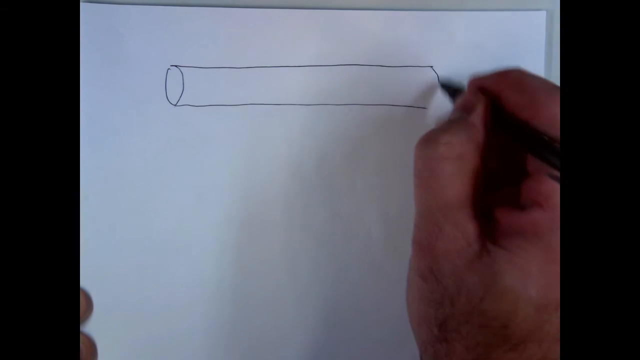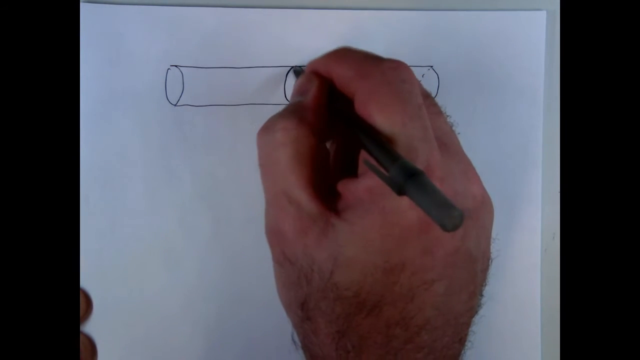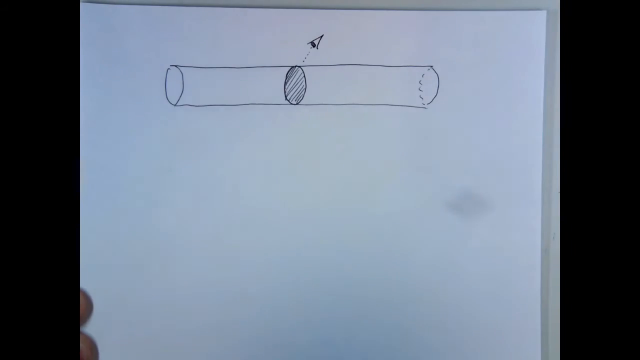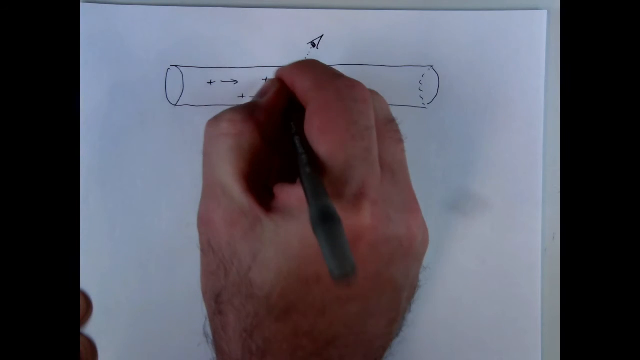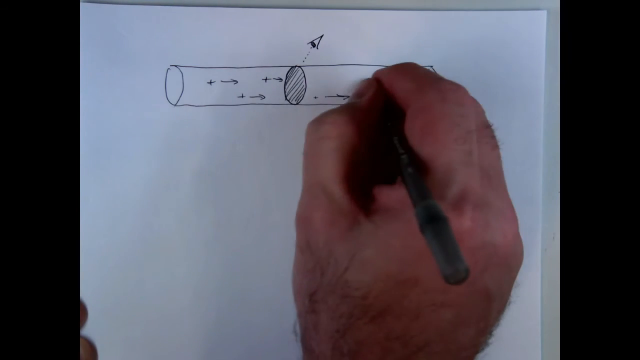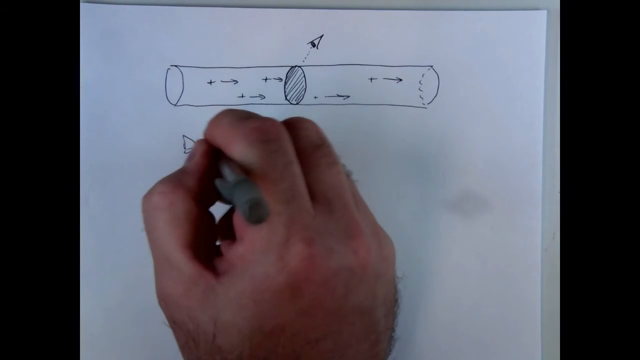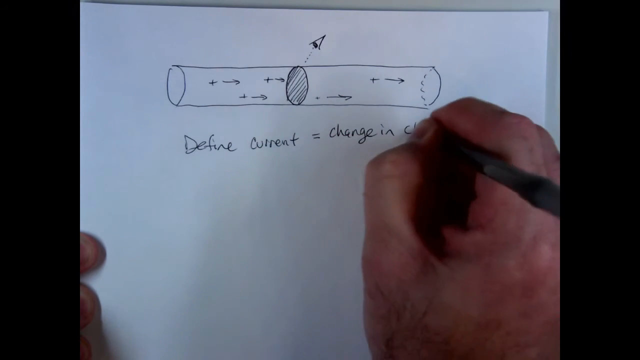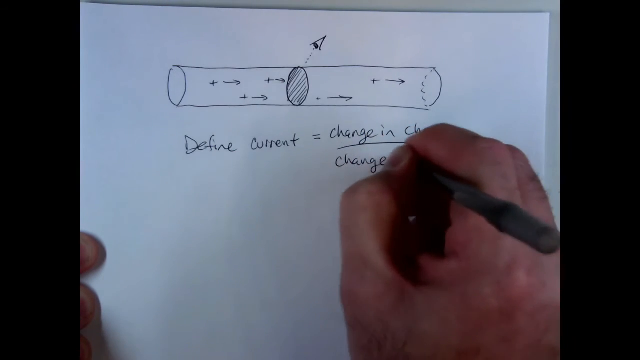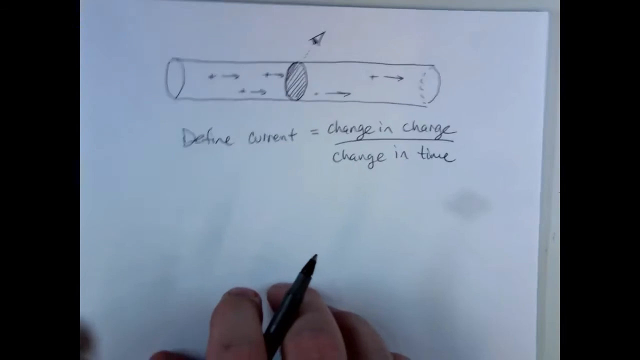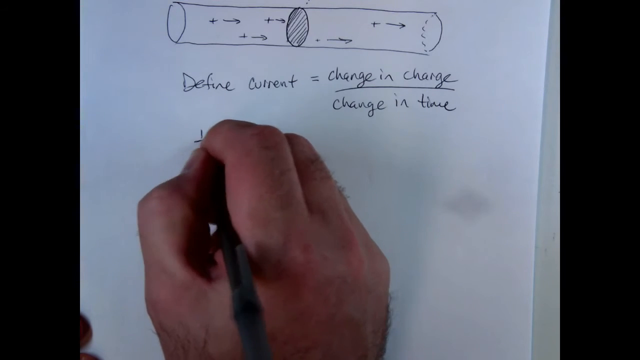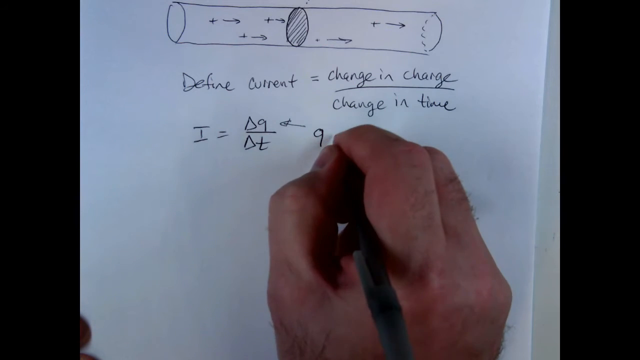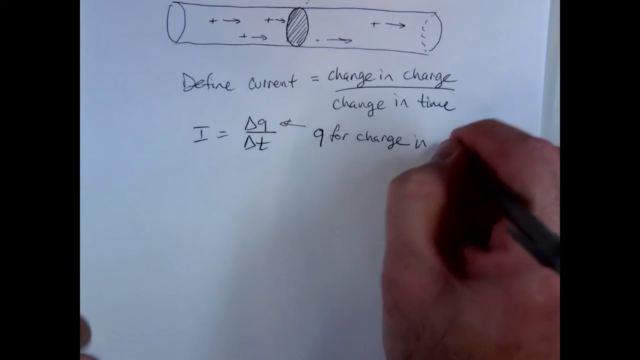Now, if I look at a piece of wire here, and I've drawn my little eyeball looking at a certain cross section of this wire, and I've got some positive hole flows moving down this wire, I can define current as the change in charge that passes through that little shaded area in the middle in a given amount of time. I can sit there and watch it with a stopwatch or something. So if we use I as current, delta Q is the change in charge in coulombs, and delta T is the change in time in seconds.